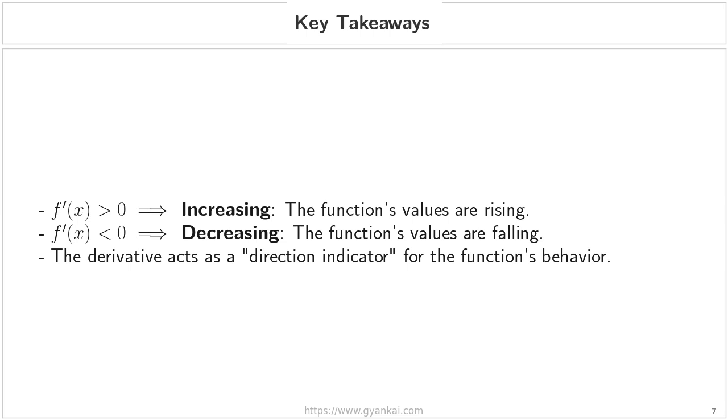Ultimately, the most important thing to remember is that the derivative acts as a direction indicator for the function's behavior. While the original function tells you the position or height of a point, the derivative tells you exactly which direction the graph is moving.